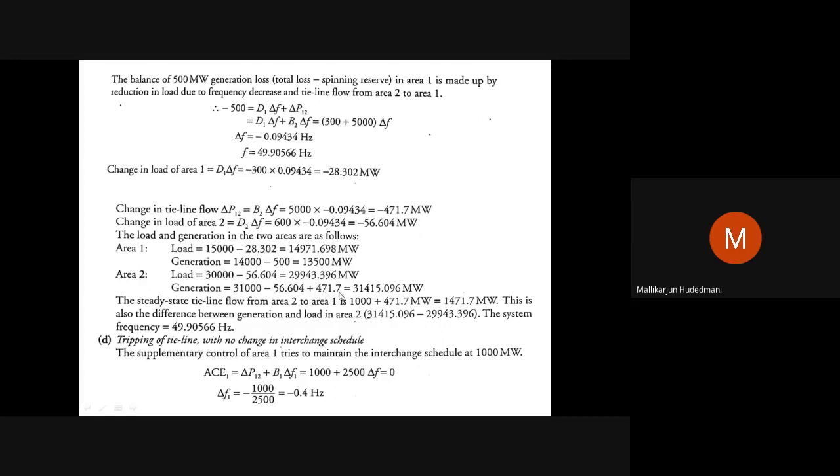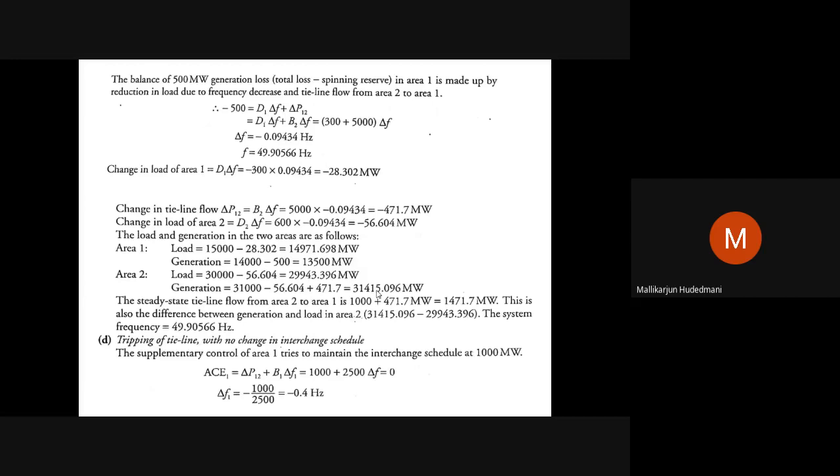So this last line shows that when the supplementary control in area 1 is not able to cope with the changes in its area, definitely the ACE of the other area responds for that. This way, how area 2 responds to a change in load of area 1 is controlled by area frequency bias and tie line frequency bias.